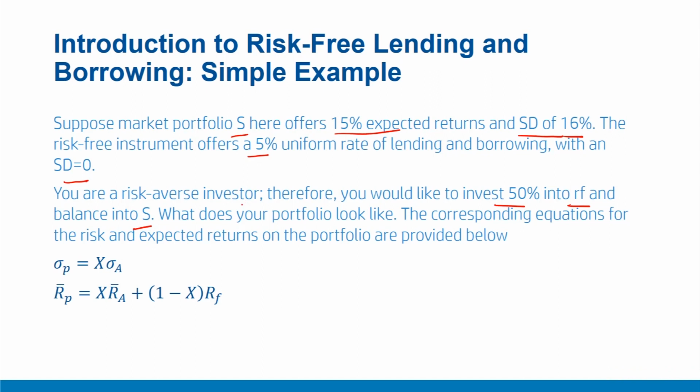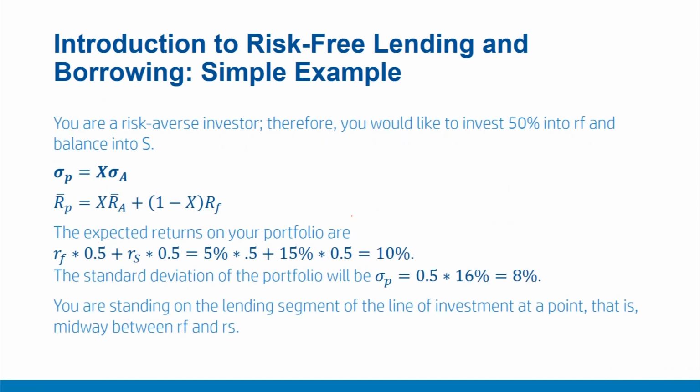Let us find out the profile of your investment with the help of the following equations of risk and return. We have seen that the risk of our portfolio would be sigma p equal to x times sigma A, while the expected return of the portfolio is x times RA bar plus 1 minus x times RF. Now let us punch in some values here. Given that our investment is 50-50% into the risk-free instrument and risky portfolio, our resulting expression becomes RF times 0.5 plus RS times 0.5, which is 5% times 0.5 plus 15% times 0.5, which is 10%. The standard deviation of our portfolio sigma p is equal to 0.5 times 16%, which is 8%.